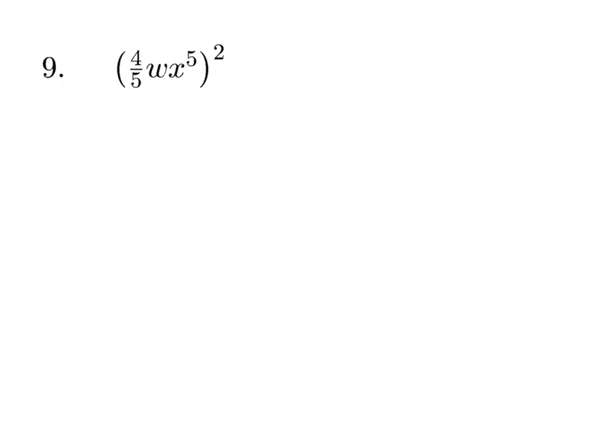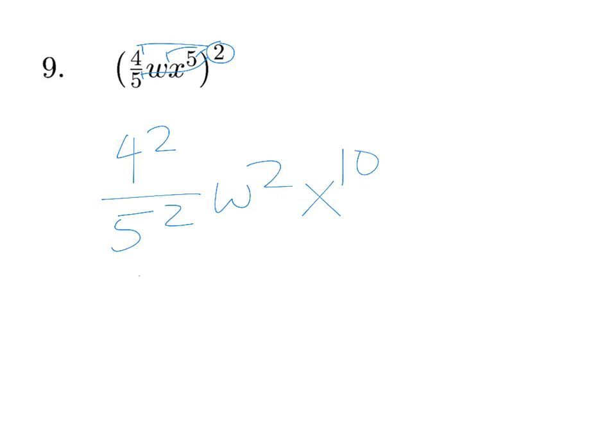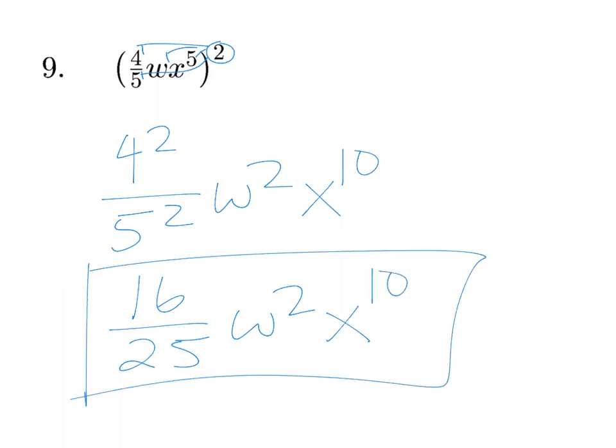For the next problem, I have 4/5 w x to the 5th, the whole quantity squared. Now, we have an exponent of 1 for the 4, an exponent of 1 for the 5, and an exponent of 1 for the w. So I take this 2 and multiply all of these exponents by the 2. So I have 4 to the second, 5 to the second, w to the second, x to the 10th. So I have 16 over 25, w squared, x to the 10th power. Done.